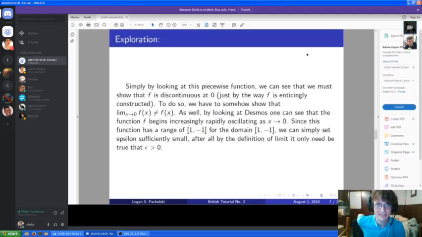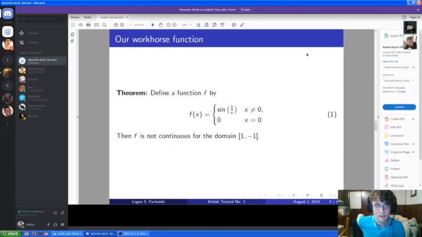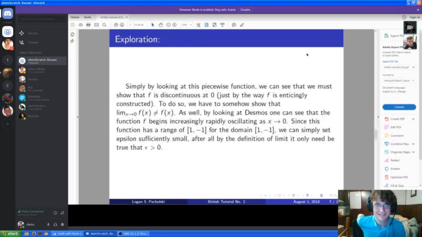Quote-unquote exploration, though some of this information is used later in the proof, so I wouldn't say it qualifies as exploration, just first steps. Simply by looking at this piecewise function, carefully looking, noticing that it's 0 when x equals 0, we can see that we must show that f is discontinuous at 0, just by the way that function f is enticingly constructed, quote unquote.